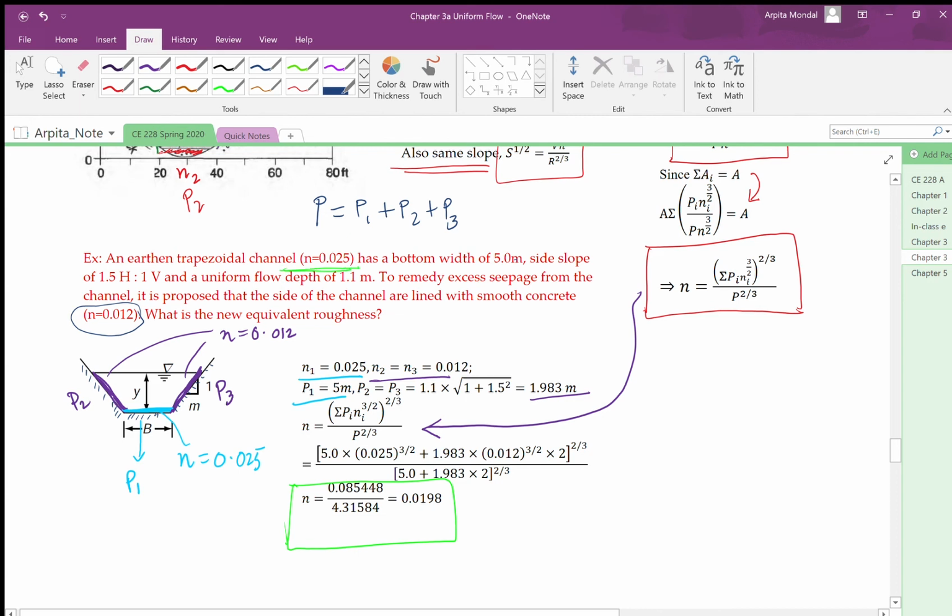There is a subpart of this question, and that becomes a homework for you. What is the new equivalent roughness if, instead of the sides, only the bed is lined? So what would be the equivalent roughness then, if only the bottom is lined with smooth concrete?